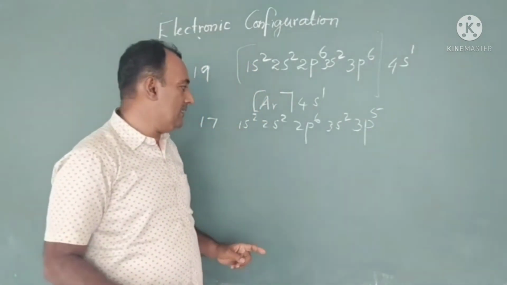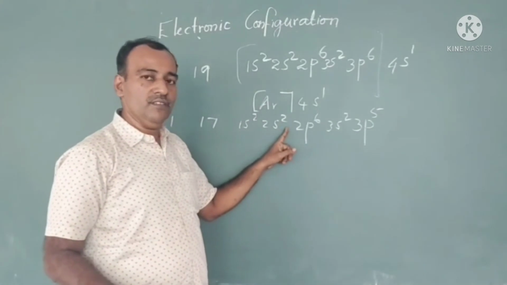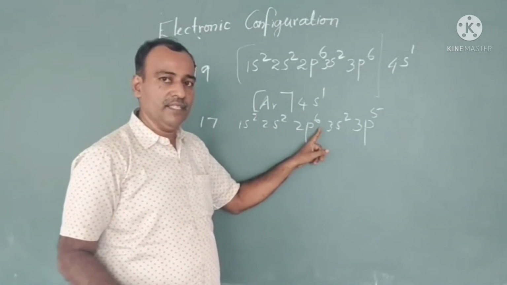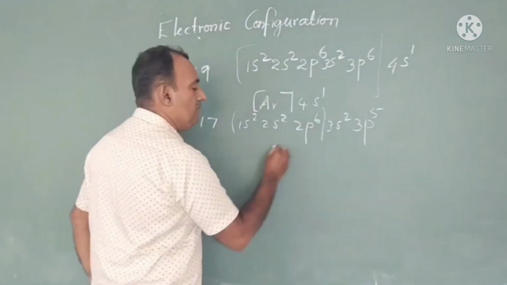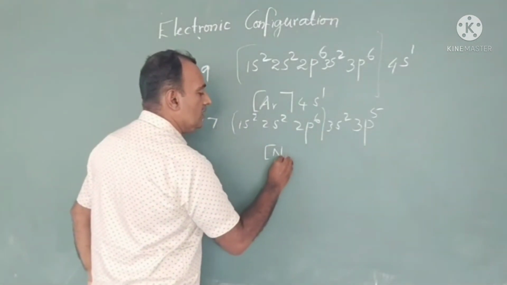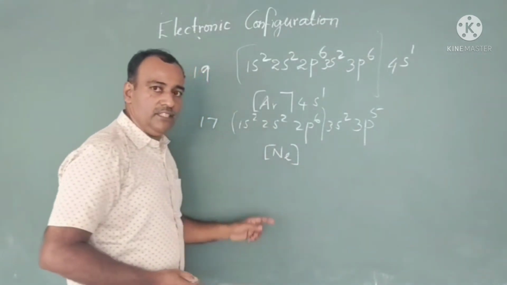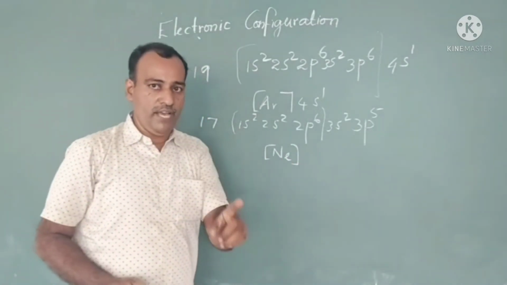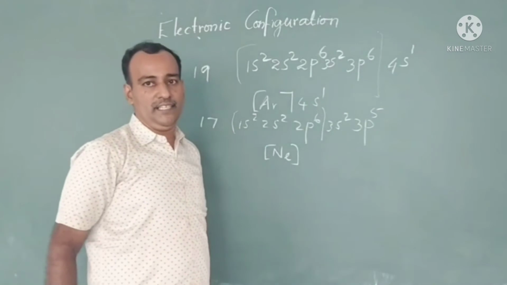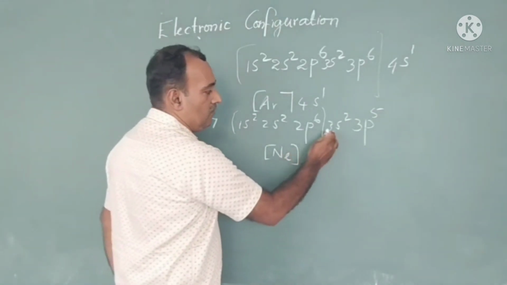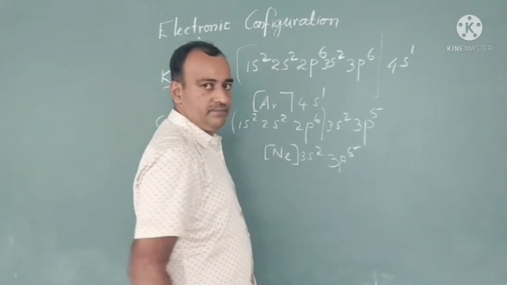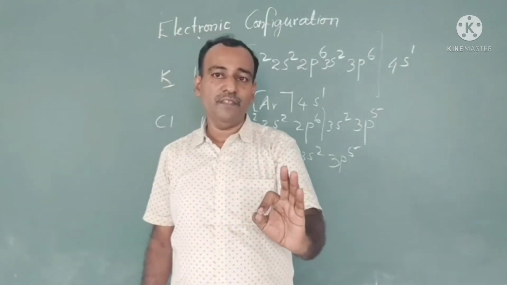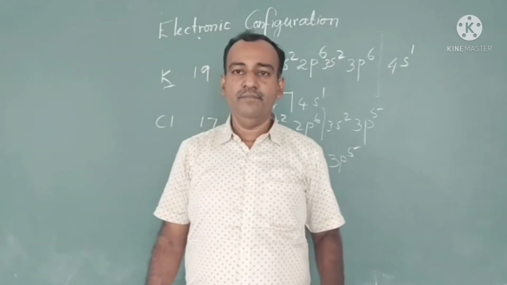This can also be simplified. How can you simplify? 2 plus 2, 4. 4 plus 6, 10. 10 is the atomic number of neon. We can write neon in square bracket. If you put neon in square bracket, that indicates 10 electrons. So after neon, what comes? 3s2, 3p5.